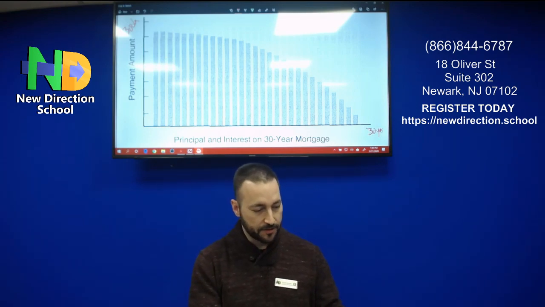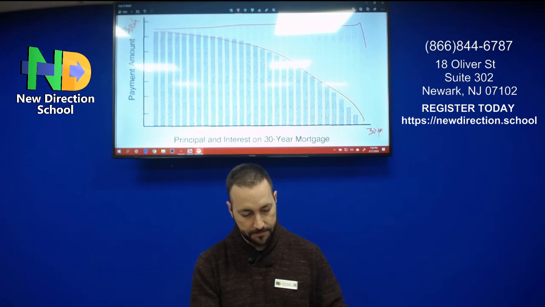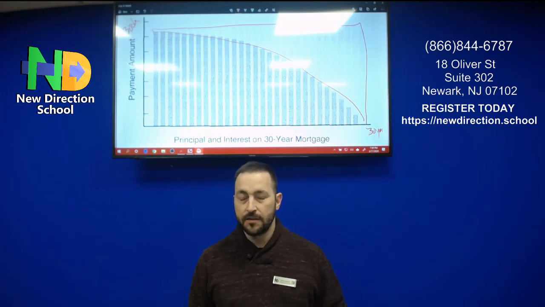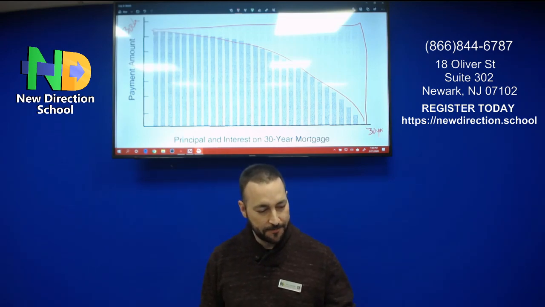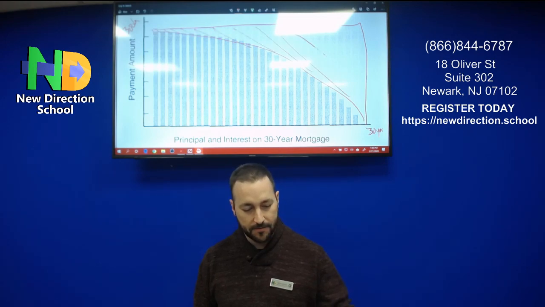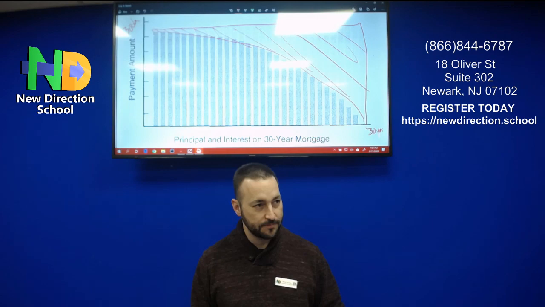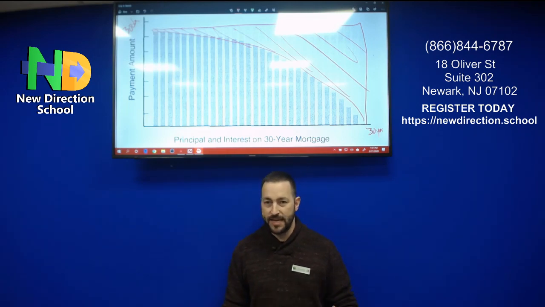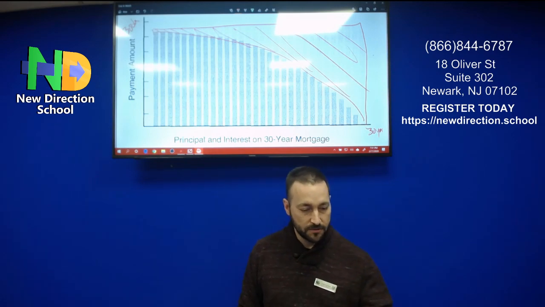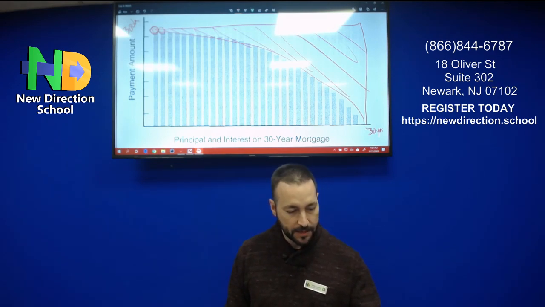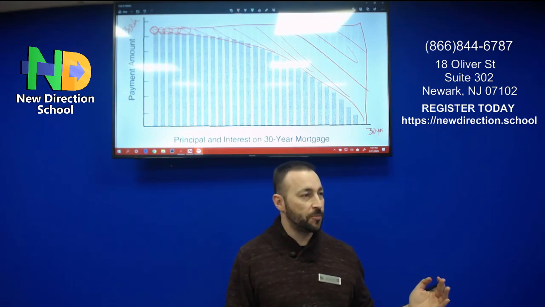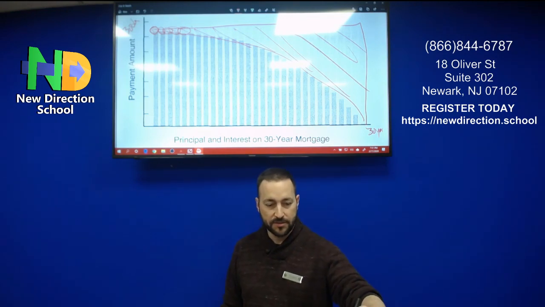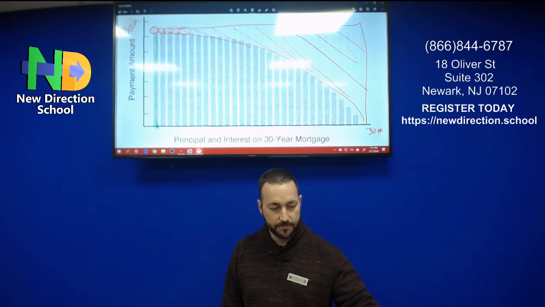What I want you guys to notice is this curve right here, right? And then I want you to notice this one right here. The dark gray represents interest. The light gray represents principal. So if you look at it, in the first years of every payment you make, only a small portion goes towards the principal. It's like a snowball effect, more and more over the years, but most of your payments are interest right here.